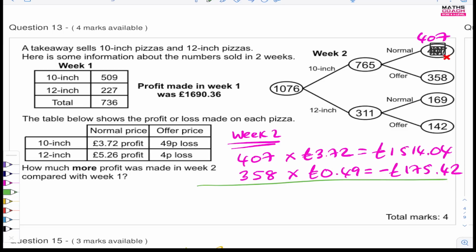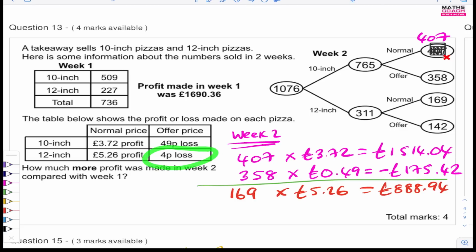Let's just draw a line underneath that. And now let's do the 12-inch pizzas. So the 12-inch pizzas, we had 311 of them sold. Out of those, normal price was 169 and offer was 142. So normal 169 made us a profit of £5.26. So that's going to be 169 times £5.26. Let's work that out. That is £888.94. Now let's work out the offer, which is going to be a 4p loss.